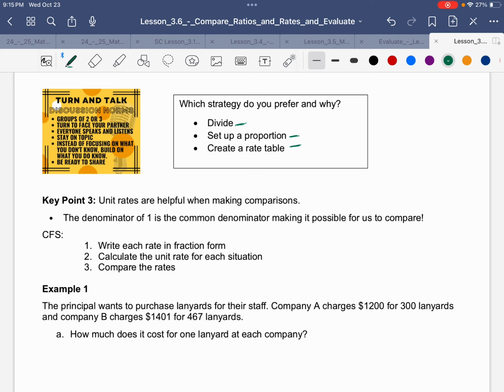So we've already talked about how unit rates are helpful when making comparisons. You can see the per day, the per rate type of thing, so that you can know who's the better deal or who's doing something faster, the different types of situations here. So in order for you to be successful, you're going to write each rate as a fraction first, calculate the unit rate, and then compare those rates.